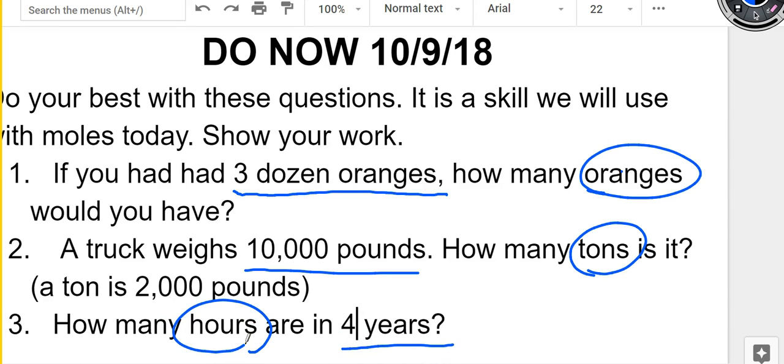Especially if you struggle with word problems and you don't know where to start, when somebody tells you how to start, you can do it. This is how to know where to start. You underline what they gave you, and you circle what they want. So I'm going to work these out using dimensional analysis. The first one is 3 dozen oranges, and I'm solving for single oranges.